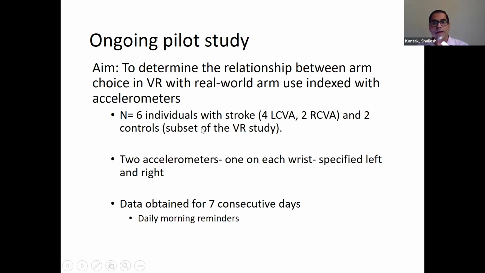Participants wear 2 accelerometers, one on each wrist, and they are sent home. They're asked to wear the specified accelerometers on each hand. They receive daily morning reminders to don the devices and keep them on throughout the night if they're comfortable. If not, then they're asked to remove them. This data is collected for 7 consecutive days.